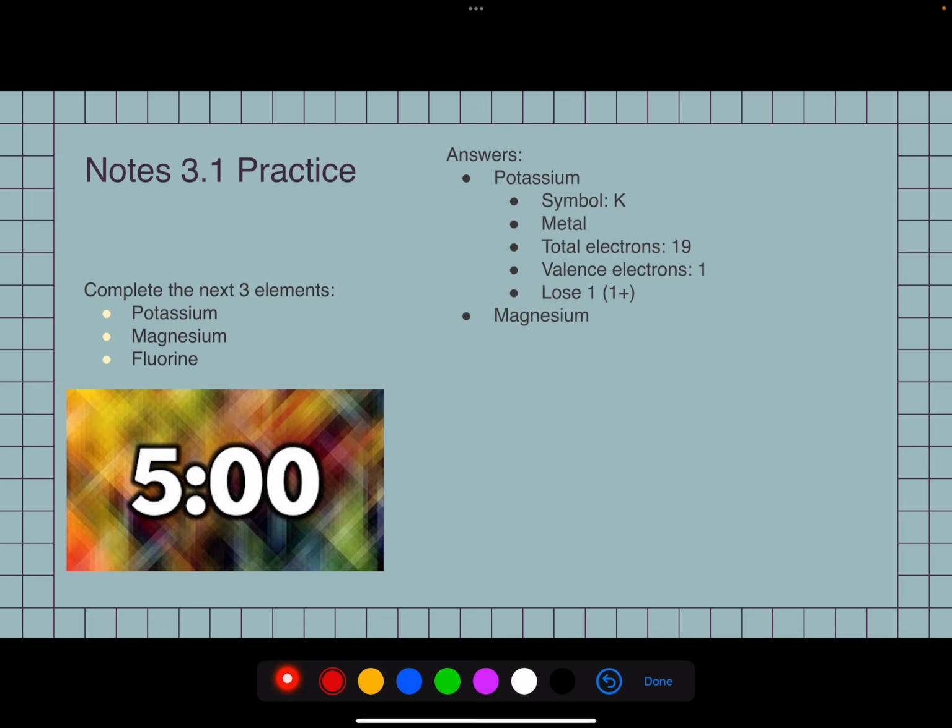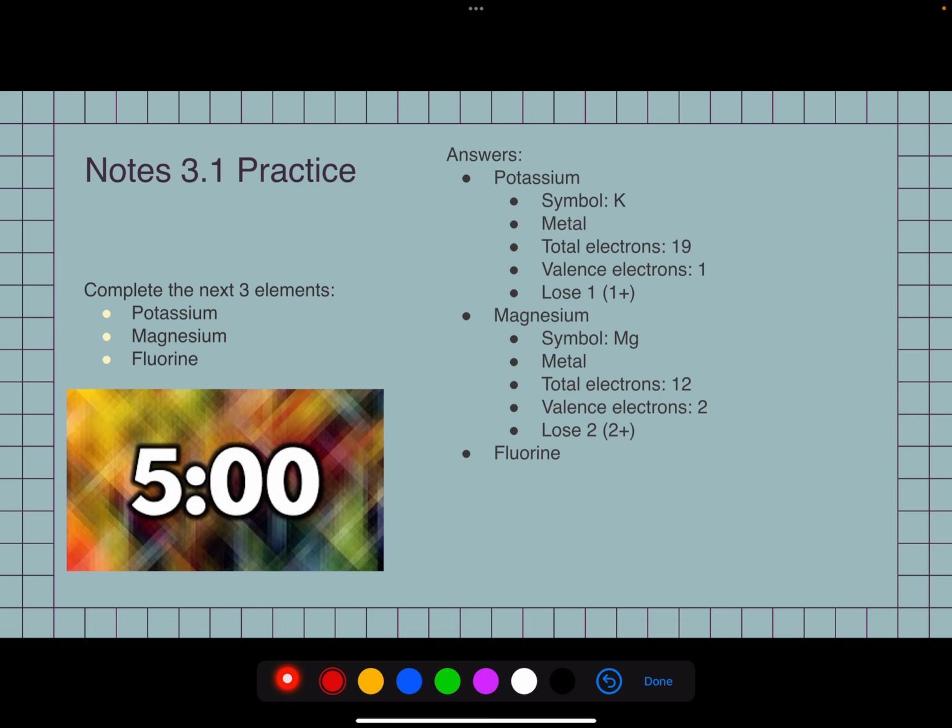Then we have magnesium, which is symbol Mg, which is a metal. It has total electrons 12. It has 2 valence electrons. It's going to want to lose those 2 to have a 2 plus charge.